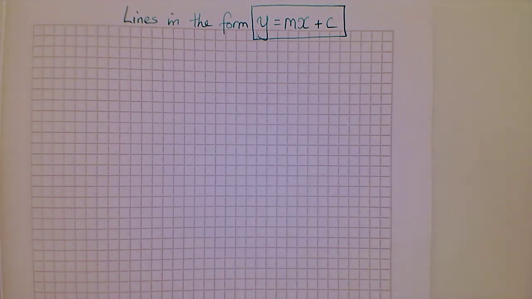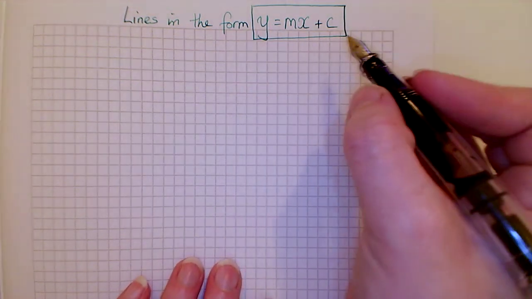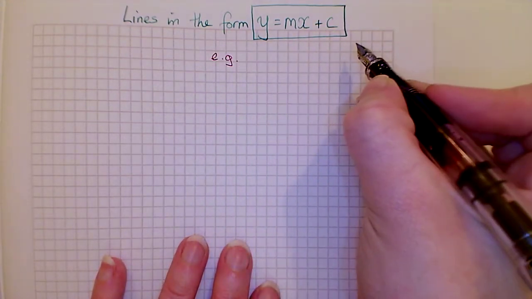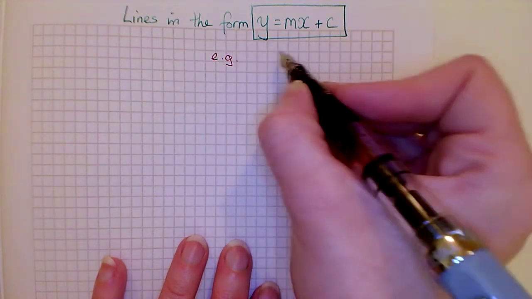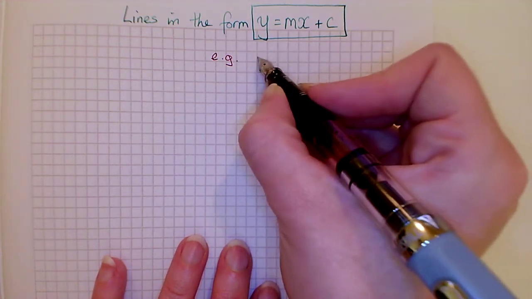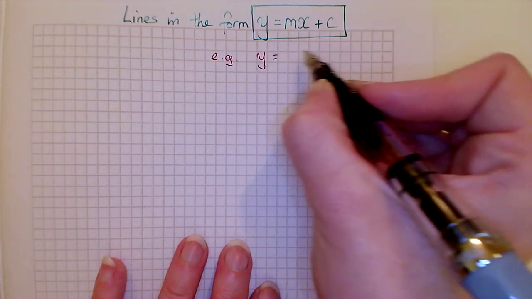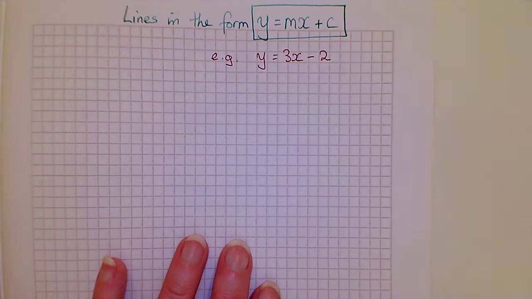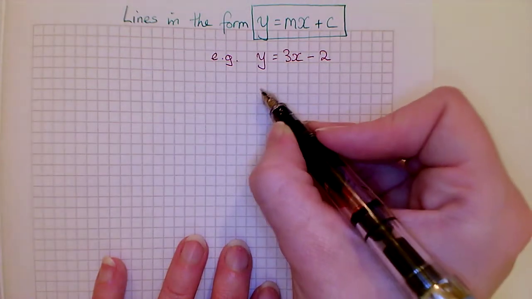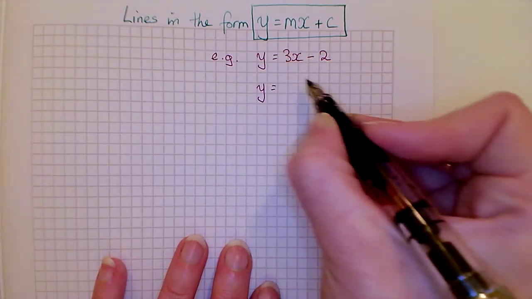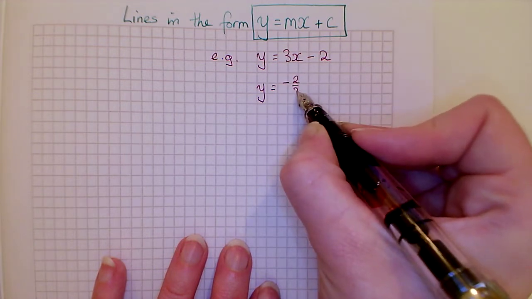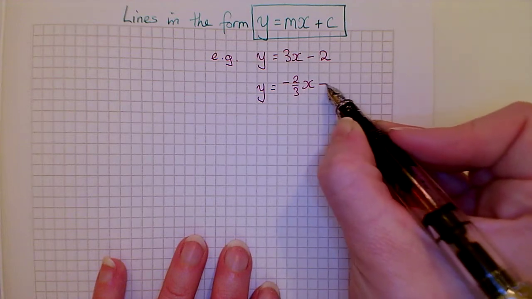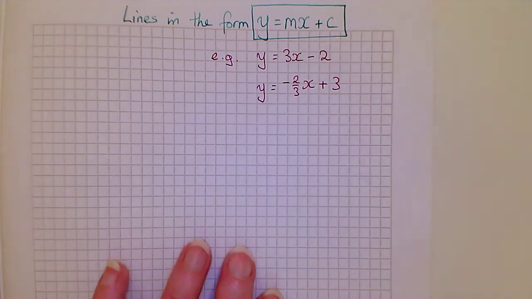When you have a line in this format, everything apart from the x and the y will be a number. So I might have y equals 3x minus 2. That's an example. Or I could have y equals minus 2/3 x plus 3. You'll very often have a fraction here, and I'll explain why in a second.